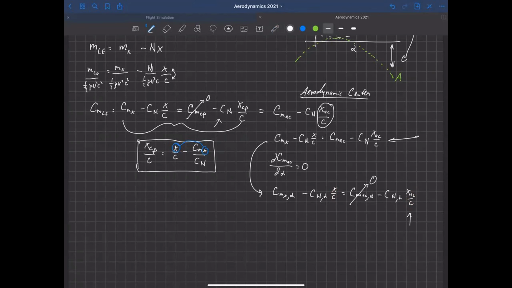So let's see, if we just divide everything by minus CN alpha, then what I get is XAC over C is equal to X over C minus CM X comma alpha over CN comma alpha. Okay, so that's the equation that I get there.